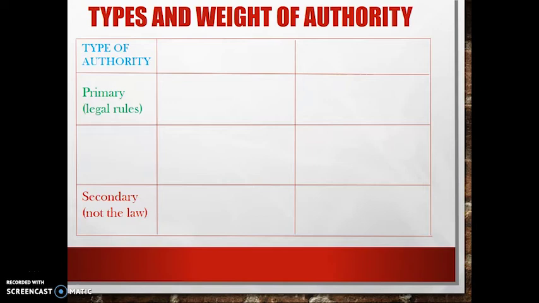Now that you have a basic understanding of the two types of authority we have, you will next need to understand the weight of each authority. And there are two types of weight. Weight is either mandatory, and that means that it is binding on the court, or the weight is persuasive, which means a court can accept it or reject it. In other words, it's non-binding.